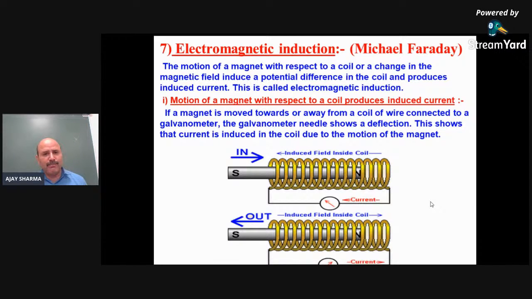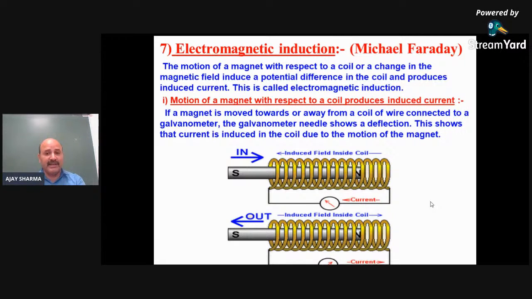So as soon as I move a bar magnet towards the coil, what will happen? Flux will increase. Flux will increase means magnetic field associated with the coil will increase. When there is increase in the magnetic flux associated with the coil, there will be production of electricity in the coil. Very important to be noted here. We are not supplying any current from outside. We have not made use of any battery or a cell.